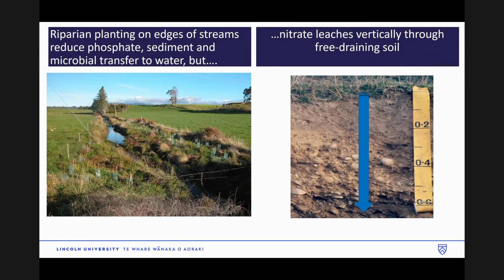But the thing to remember is that nitrogen leaching does actually leach vertically through the soil. And depending on your soil type, it can take quite a while for it to actually leach through the soil profile and get into the waterways. So you might make changes, and it could take say 20 odd years for those changes to flow through the system.